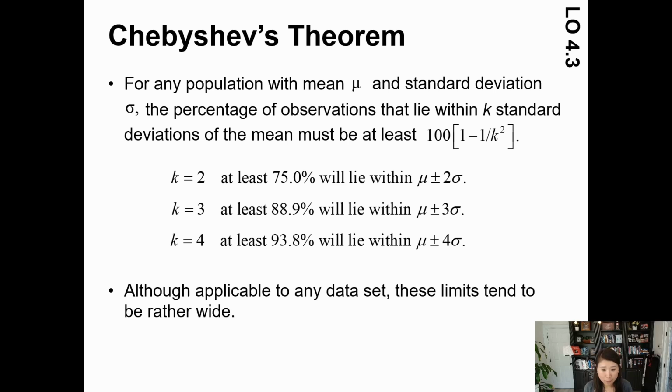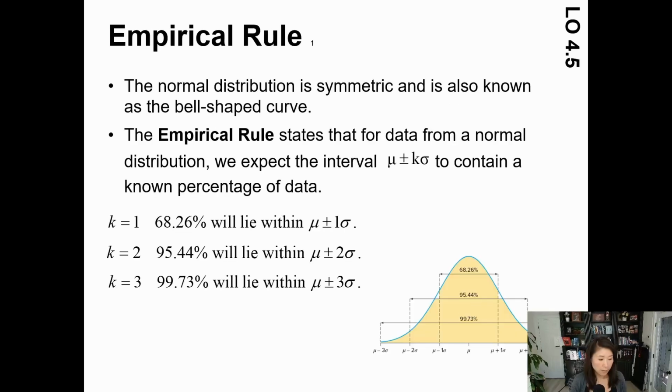If k equals 3, at least 88.9% will lie within 3 standard deviations of my center. So you extend the radius, draw that circle, and you should expect 88.9% of the data within it. And then at least 93% of the data lies within 4 standard deviations of the mean. As you can see, as we extend the radius of that circle, we have more and more data within it. Chebyshev's theory applies to any kind of distribution regardless of the shape.